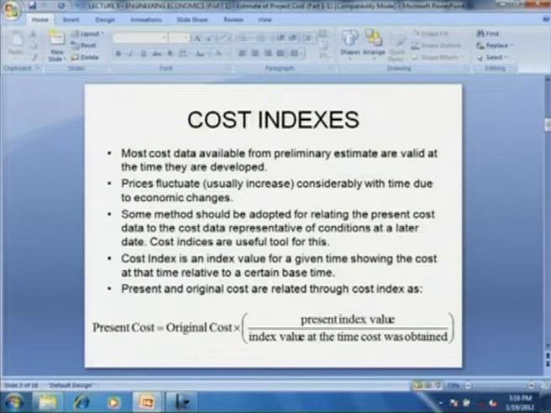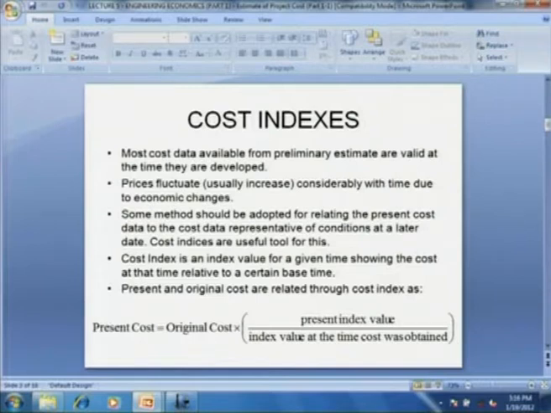We are now in 2012. So you have to update the cost, and that can be done using cost index. The prices fluctuate, they usually increase considerably with time due to economic changes, and we have to adopt some method for relating the present cost to the cost data in future or cost data representative of conditions at a later date.